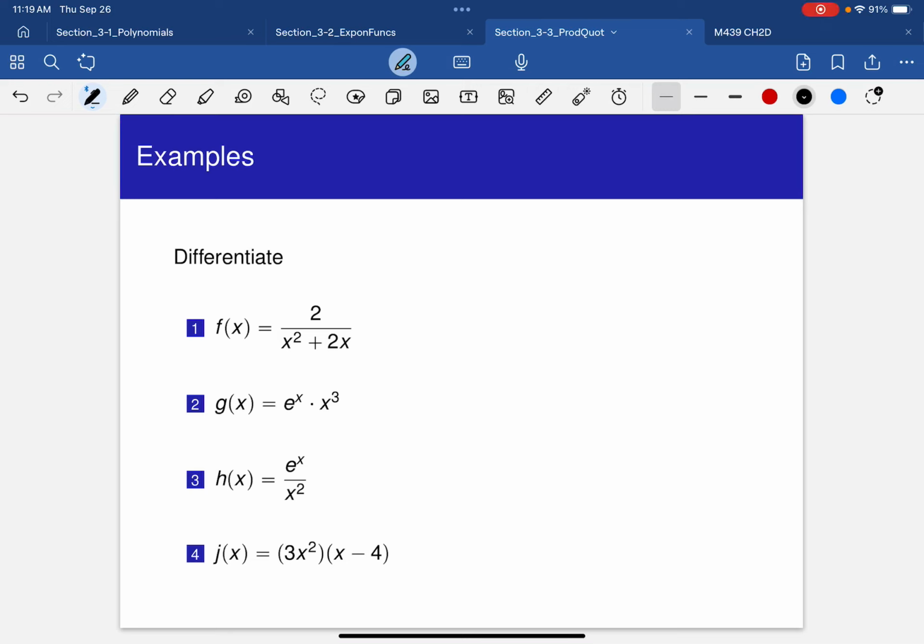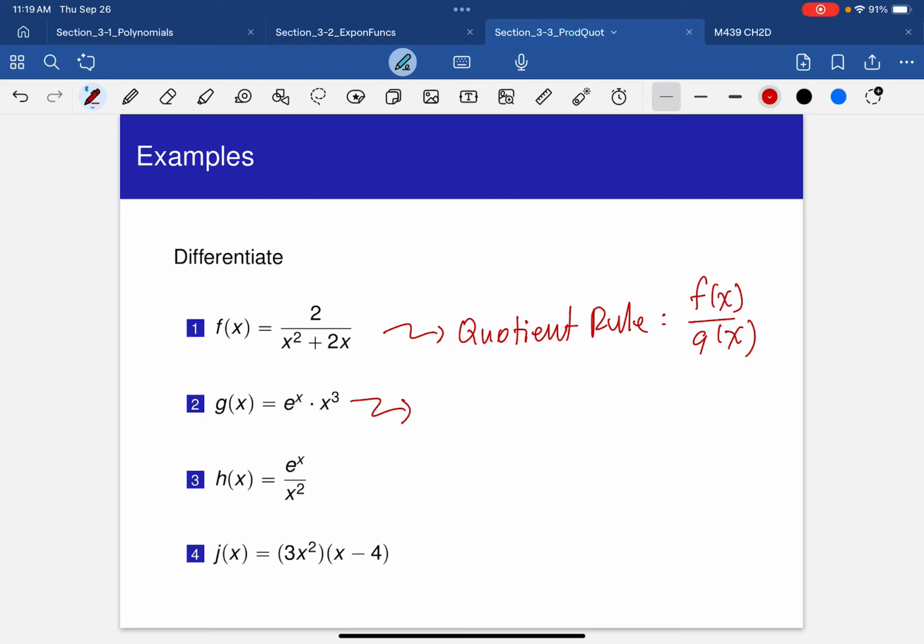All right, let's take a look at a few examples of using the product and the quotient rule. So I've given you 4 examples, and hopefully you can first just differentiate which ones are going to use the product and which ones will use the quotient rule. So this one will use the quotient rule because it's of form f of x over g of x, right?